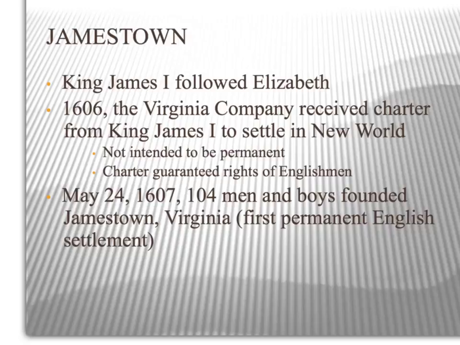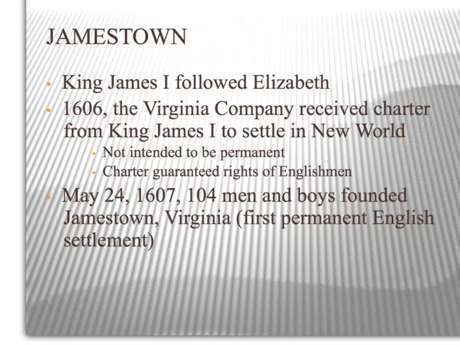So when Elizabeth died, the person who took over England, because she had not married, was King James of Scotland. And so he unified the Scottish and English crowns into one. That's why the official symbol of the coat of arms of King James is the lion, the English lion, and the unicorn from Scotland. So in 1606, he granted the Virginia Company permission. They received a royal charter to settle in the New World. It was not intended to be permanent.